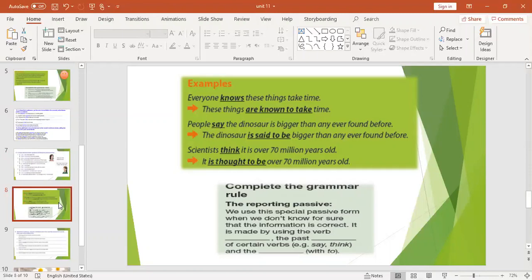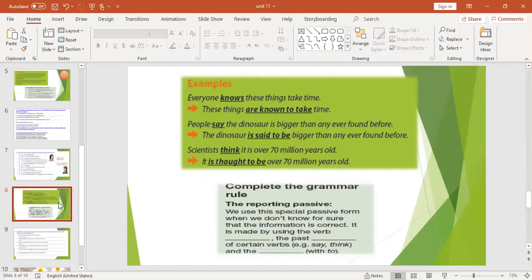How can we deal with this? Actually, the object here is a clause. These things, subject, take, verb, and time, object. How can we change these into passive voice? As you can notice, these things, the object in the clause, is used to be the subject in the passive voice form. These things, present simple, are known to take time. We use to take time. We introduce to. We added to here.